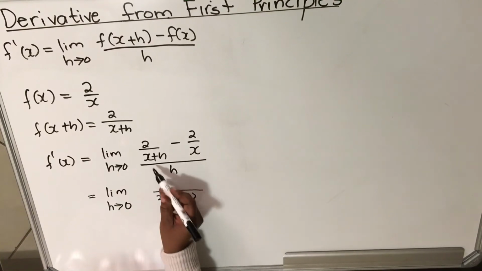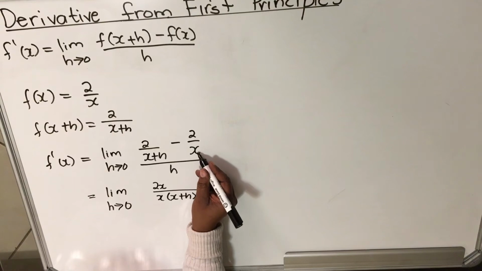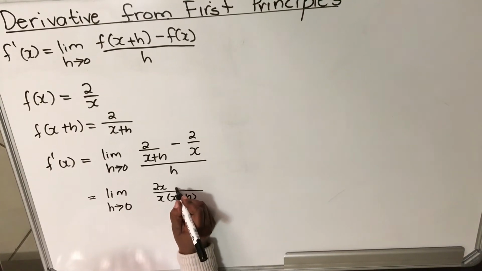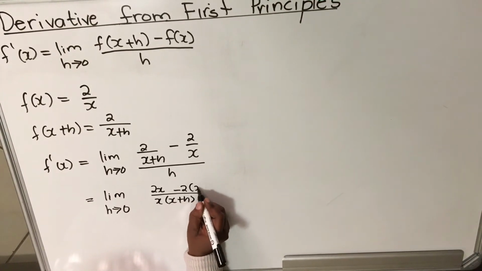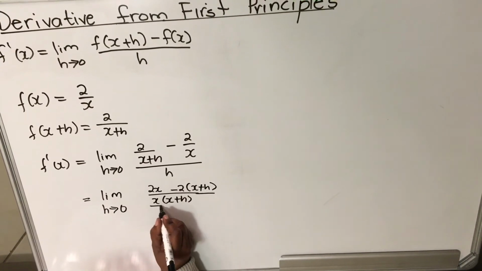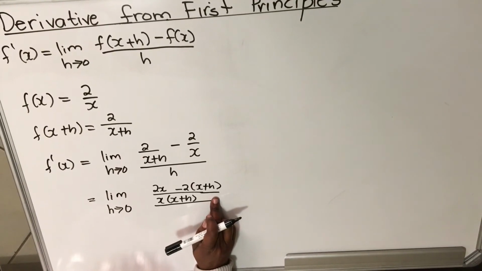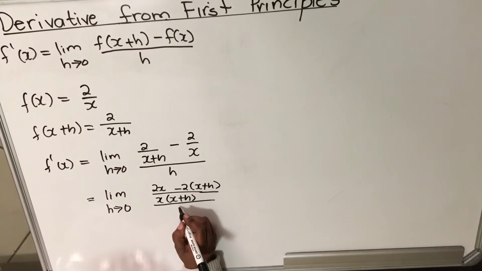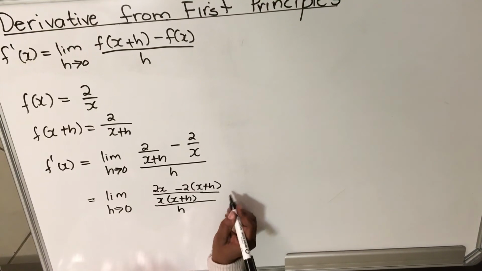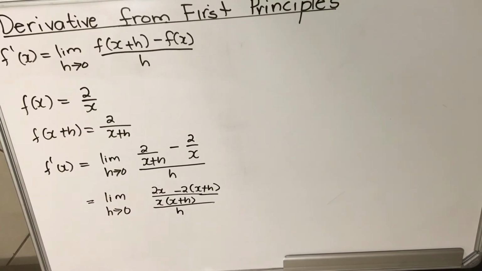So here our common denominator is x into x plus h. So this will cancel that. I'll be left with 2x. Then for that, divide by that, I will be left with minus 2 into x plus h. Don't forget to divide everything by h. Another way that you can do this, you can put brackets around and say divide by h. Okay, let's continue.